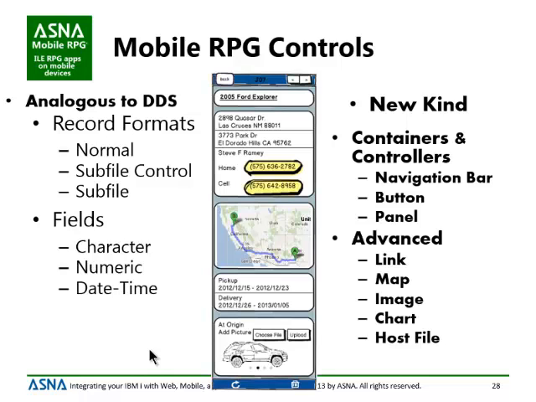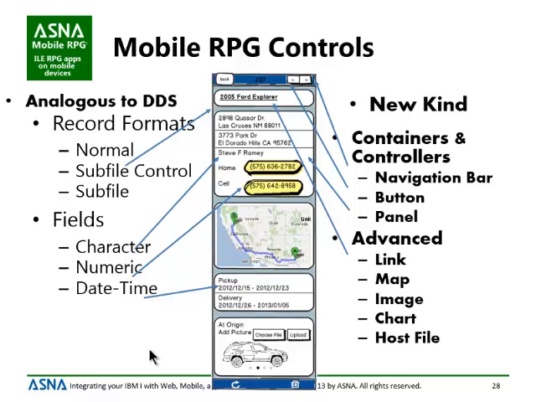But we also have another kind of control that doesn't have a one-to-one rendering in a traditional green screen display file. So over here on these kinds of controls, there are containers and controllers, navigation bars, buttons, panels. And then there are some advanced ones: the link, the map, the image, the chart, the host file. All of these are translated to some sort of a rendering inside the traditional display file when we export it.